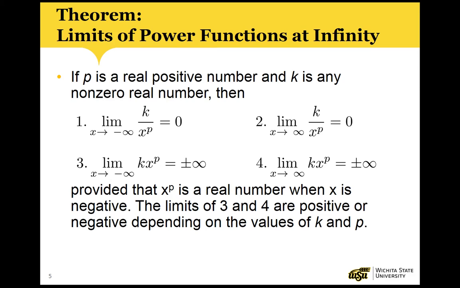Also, we have that the limit as x approaches negative infinity of k times x to the p is equal to positive or negative infinity, and the limit as x approaches infinity of k times x to the p power is equal to positive or negative infinity, provided that x to the p is a real number when x is negative. We don't want to be doing something like taking the square root of a negative number, which results in complex values, which is beyond the scope of this evaluation. The limits in property 3 and property 4 are going to be positive or negative depending on the particular values of k and p.